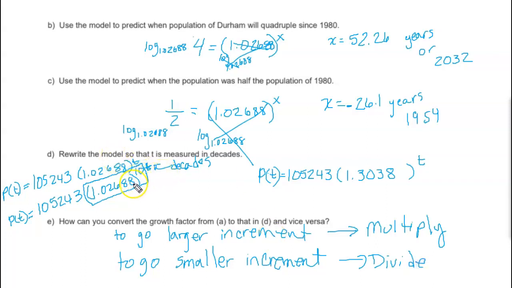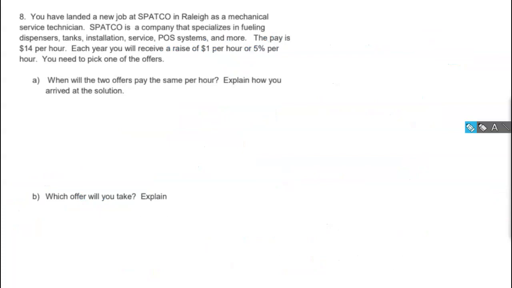Up in this one, we were going from a year to a decade, so we were going to a larger increment, so I made sure that I multiplied. There's 10 years in a decade, so I multiplied. If I had been going from hours to minutes, I would have said, oh okay, that's getting smaller, so I need to divide. So I would say t divided by 60, because there's 60 minutes in an hour, and so on.